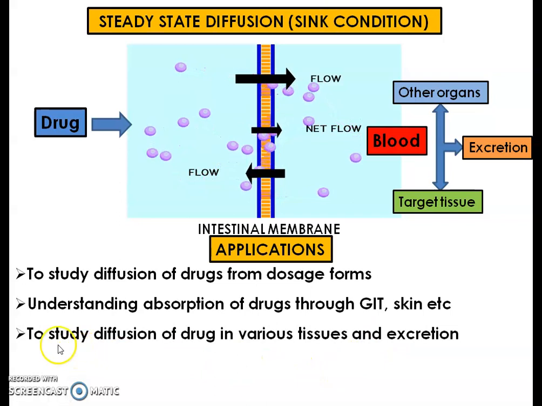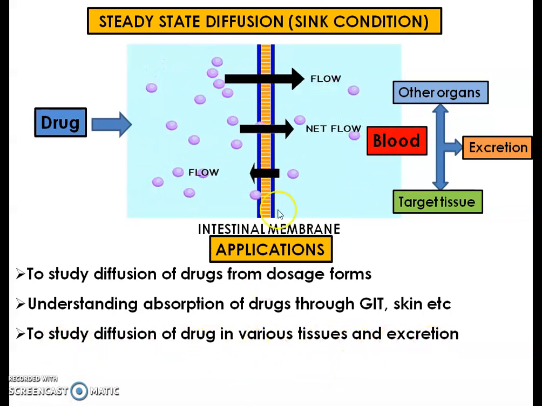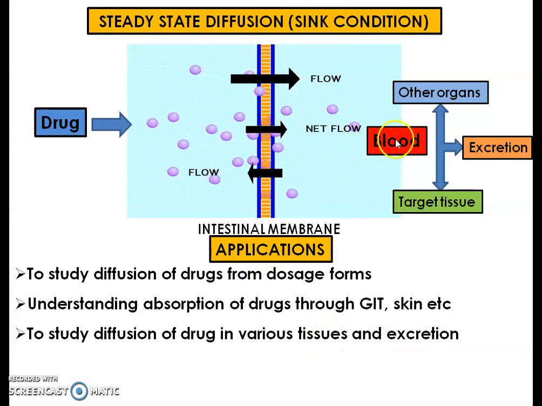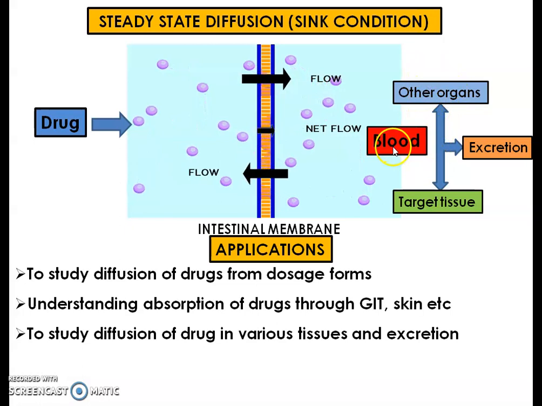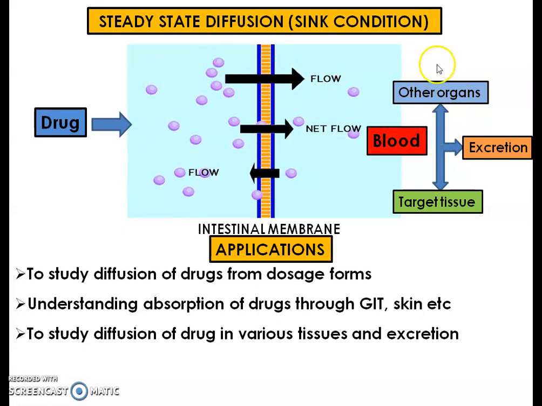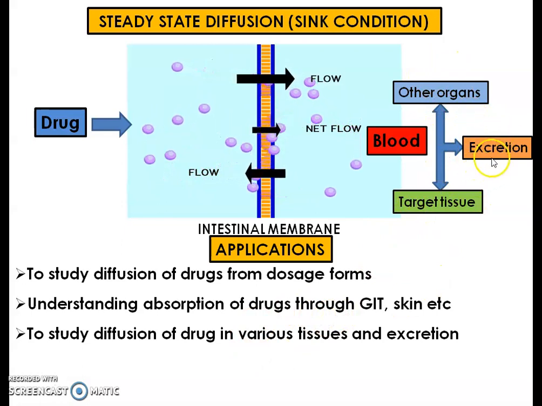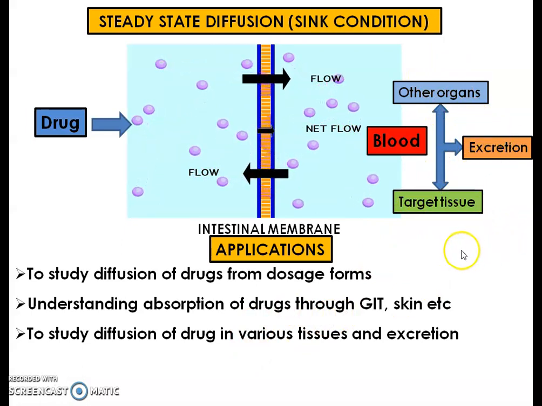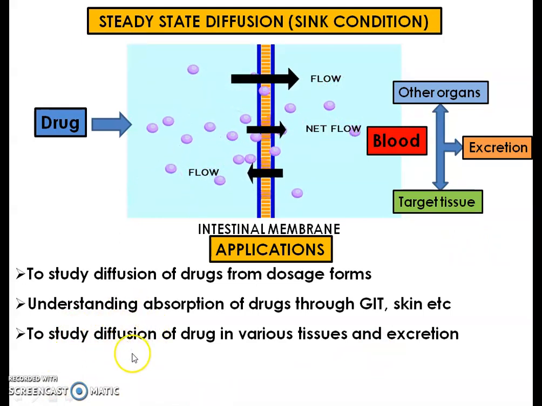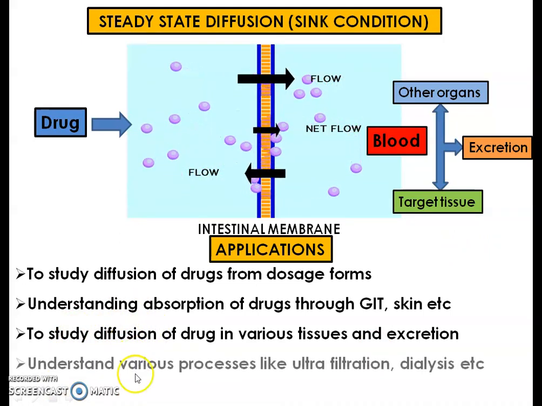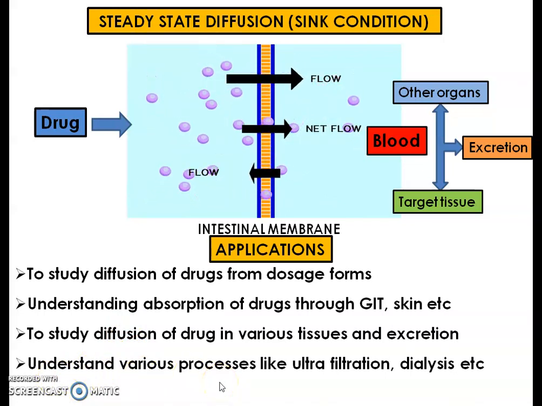Next application is to study diffusion of drugs in various tissues and excretions. Here we can say when the drug reaches the blood, it can go to other organs also. How this drug acts on other organs or other tissues, and how it gets excreted through the kidneys or any other organ, that study we can do by studying the principle of diffusion. And lastly, to understand various processes like ultrafiltration, dialysis, etc.